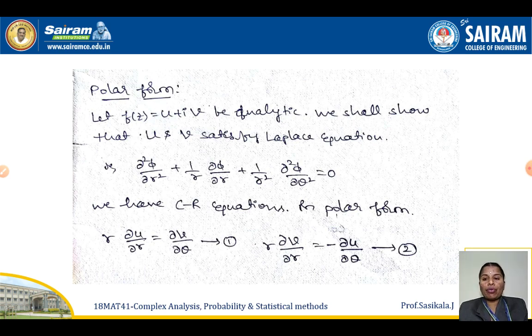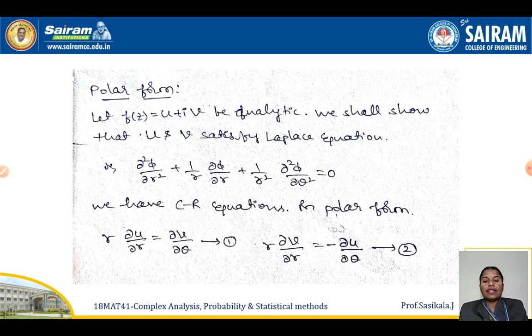So now, using the CR equations, we are going to prove that it will have the harmonic property for the polar form. So what is the first step? f of z you are supposed to take in terms of u and v, which are functions of r and theta, u(r,θ) plus i into v(r,θ), and we shall show that u and v satisfy the Laplace equation, that is ∂²φ/∂r² plus 1/r ∂φ/∂r plus 1/r² ∂²φ/∂θ², which is equal to 0. So that is as per the Laplacian definition.